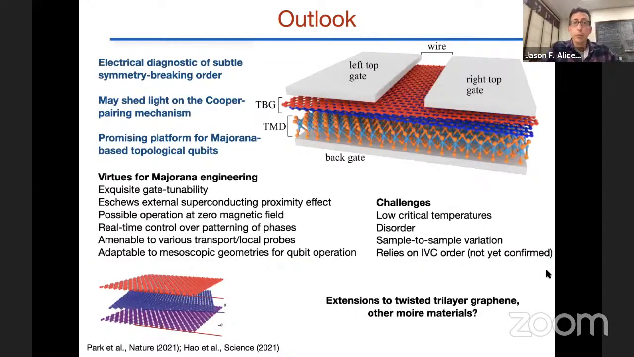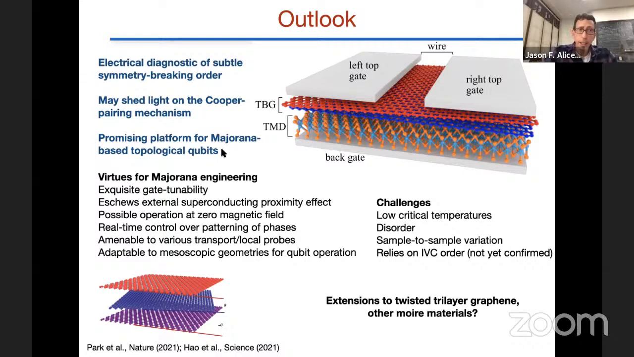Let me finish with a brief outlook. These gate-defined wires in twisted bilayer graphene, I think, are really neat setups that provide, I hope, room for interesting future experiments. I described how one can use these gate-defined wires as an electrical diagnostic of ultra-short scale subtle symmetry breaking order. Detecting that symmetry breaking order can potentially shed light on the Cooper pairing mechanism in twisted bilayer graphene. And in the long run, I hope to have made a case that this seems like a promising platform for Majorana-based topological qubits.